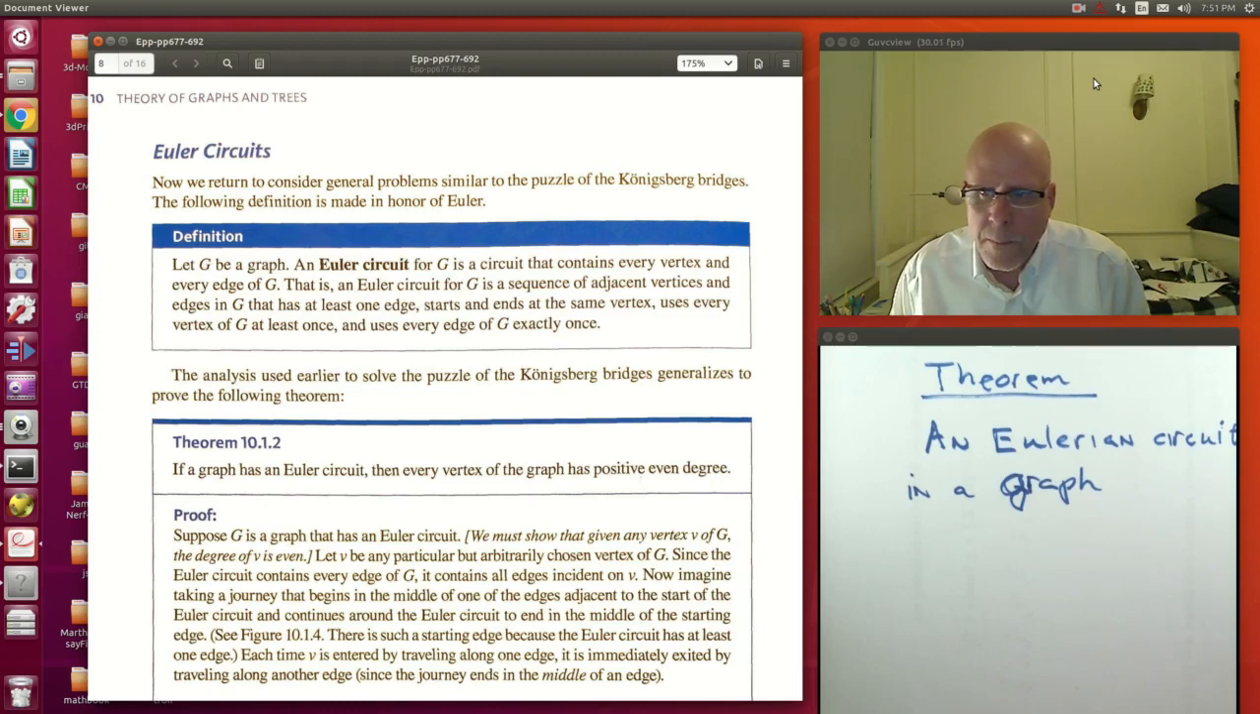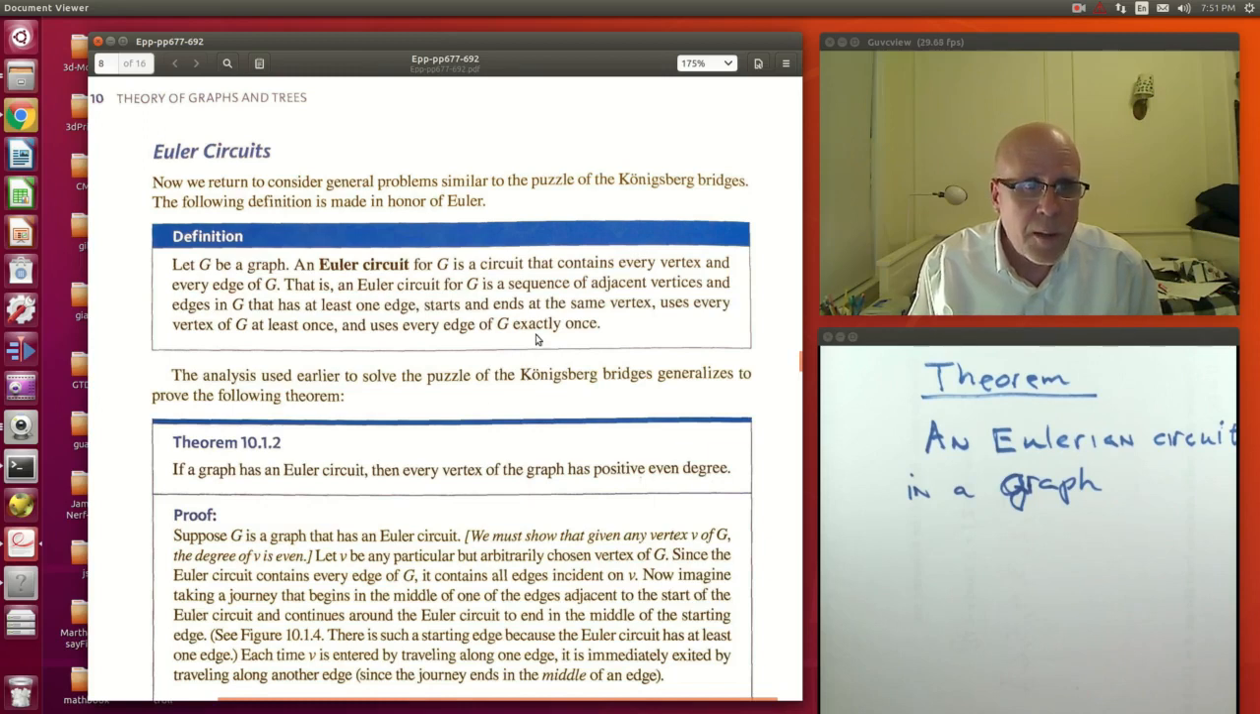There's a theorem. I started to write out the theorem by hand, but I remembered that I had made a scan of the pages of the book, so we can find the theorem written here. First, it defines what an Euler circuit is. Dr. Epps says Euler, where I would say Eulerian. And then she has this theorem: if a graph has an Euler circuit, then every vertex of the graph has positive even degree.